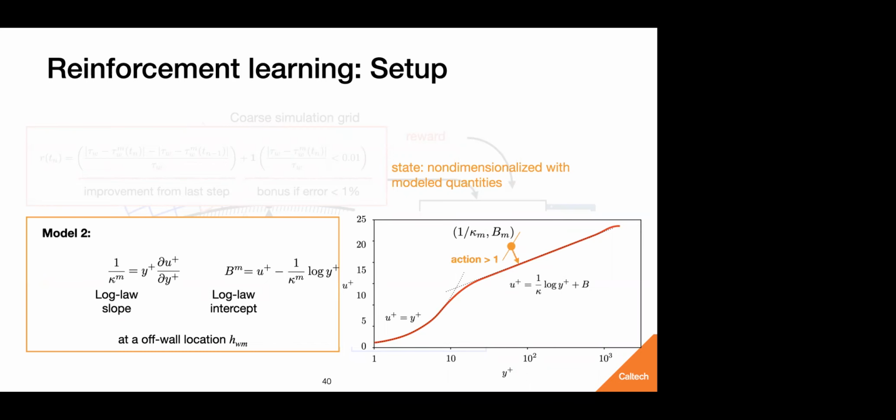And again, the idea is that somehow the model will learn that in these particular cases, we need to increase the wall shear stress, move that point down. If the point was already below the log law, we should try to decrease the wall shear stress so that we can move the point up, and so on and so forth. So that's the idea in hoping how this reinforcement learning works.